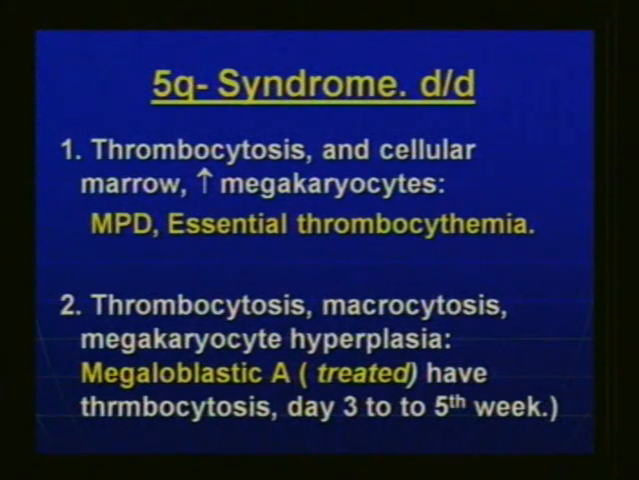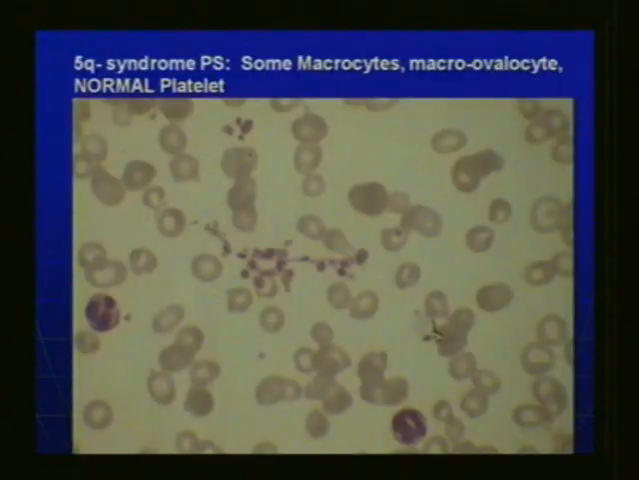a good prognosis. When looking for a diagnosis of 5q minus, one should keep two things in mind. One is that it should not be confused with essential thrombocythemia. There also you get an increased platelet count and increased megakaryocyte number. The other one is megaloblastic anemia, where particularly in treated patients there is thrombocytosis and also an increased number of megakaryocytes in the bone marrow. So one should keep all those in mind as well.